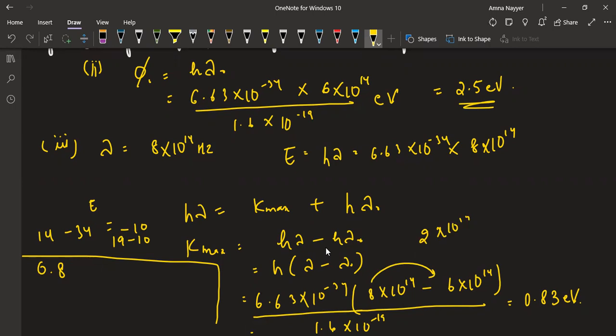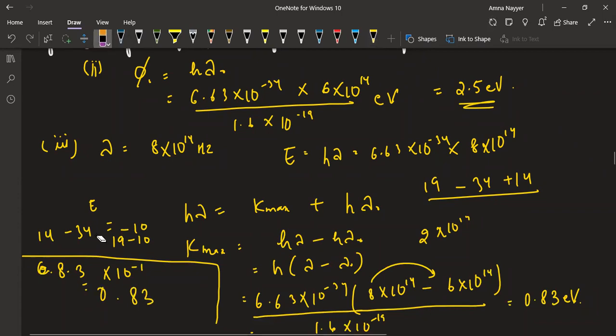Now what all data is left? Just check it. Minus 34, 19, and then you are having 14. So that will cancel 10 to the power 14. All these will cancel. 10 to the power minus 1 will be left. This was 8.3. This will be 10 to the power minus 1. So that makes it 0.83.